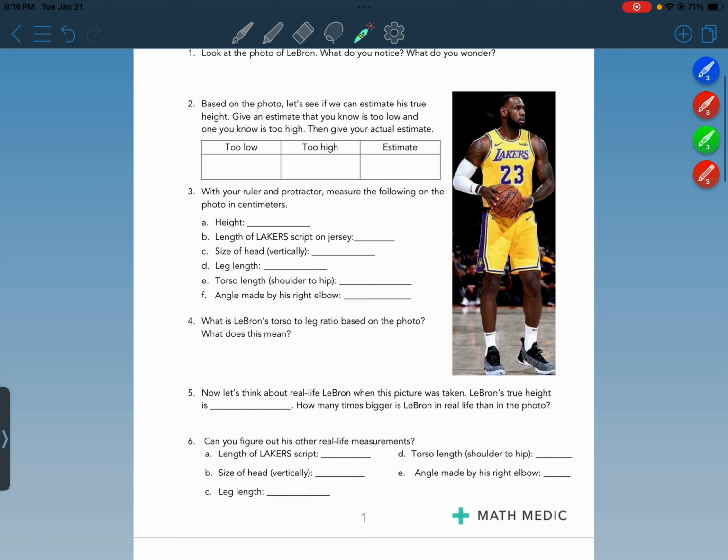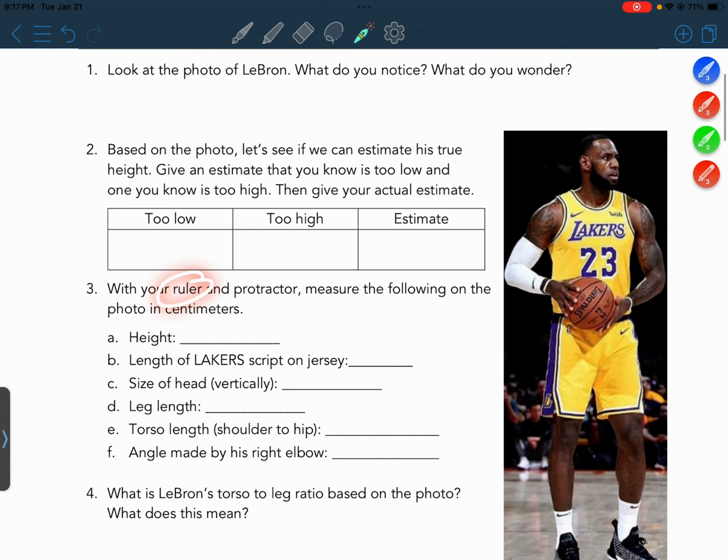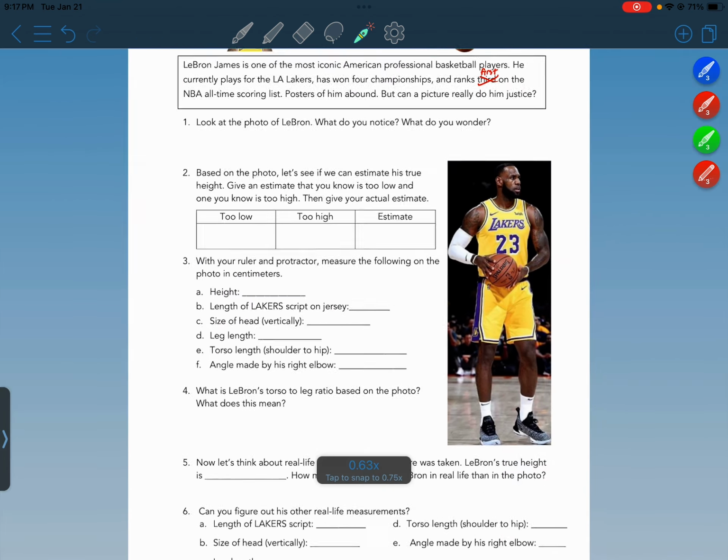Someone in your group can raise their hand when you get to question 5, and then your guest teacher will come and tell you what value to use for question number 5. Also, make sure that you're measuring in centimeters. And if you haven't already gotten some tools, you're going to need a ruler and a protractor. So you're going to be measuring lengths and angles.